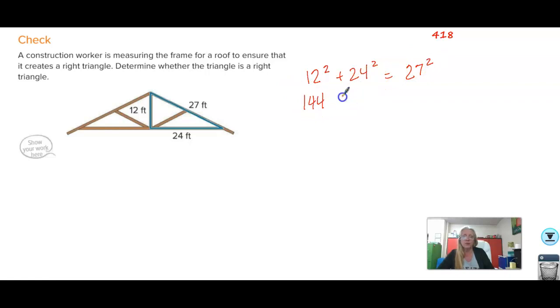12 squared is 144. 24 squared, we're going to rely on the calculator. It's 576. And 27 squared is 729. Now we have to add 144 and 576 and see if it equals 729. It's very close, but close is only good in horseshoes and hand grenades. This is not equal, so this is not a right triangle.